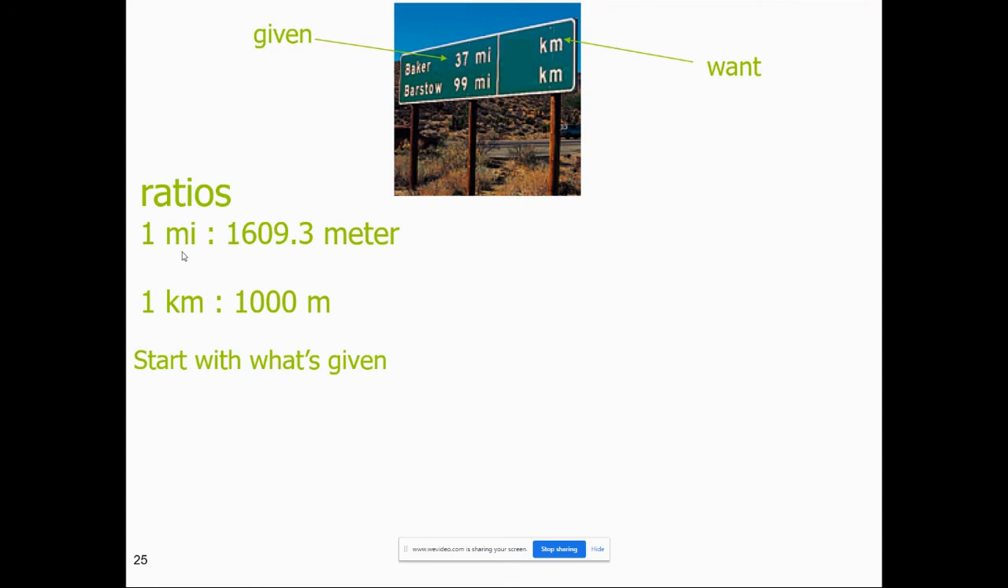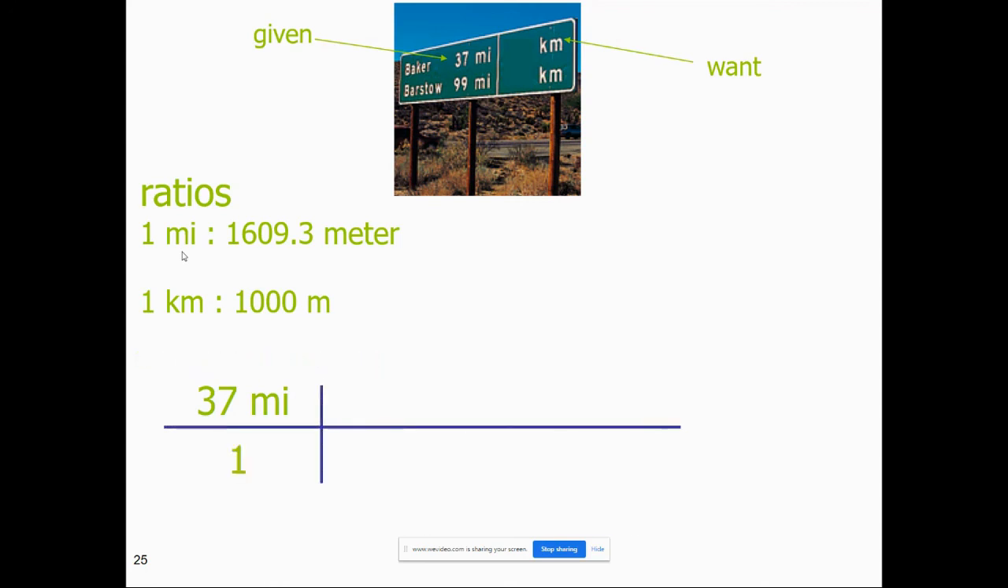Let's work here. Start with what's given. We are given 37 miles. We're going to put that over 1, like we've done every single time. Okay. We don't want miles. What do we want? We're trying to find kilometers. We don't know a relationship between miles and kilometers offhand. You can probably look one up, but right now we don't know it with the ratios I've given you. But we do know that a mile is this many meters. And if we get into meters, then we can easily get into kilometers because they're within the same measuring system.